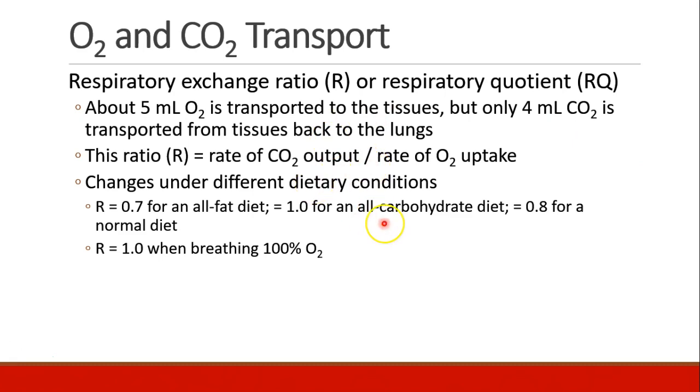And it actually changes under different dietary conditions. If a patient has an all-fat diet, the respiratory quotient is 0.7. If it's an all-carbohydrate diet, it's actually 1.0. So you'll get 5 mils of oxygen going in and 5 mils of CO2 coming out. For most patients, we say it's 0.8 for a normal diet. So we see this depends on our Krebs cycle and fat metabolism pathways. Interestingly, the respiratory quotient is 1.0 when you're breathing 100% oxygen.